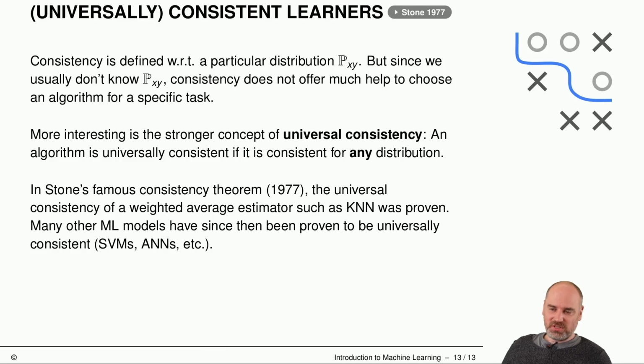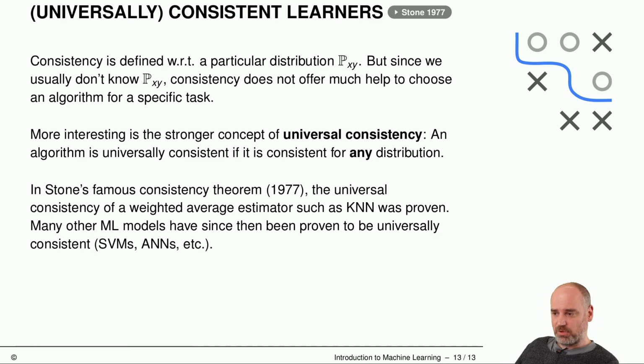Therefore, there's this stronger, more general concept of universal consistency. We're going to call a learning algorithm universally consistent if it's consistent for any distribution. And obviously that's a way stronger concept. Fortunately, there are quite a lot of learning algorithms that have this property. There's a very famous consistency theorem by Stone, again a very famous statistician, where he showed this for a certain class of weighted average estimators. This is pretty much k-nearest neighbors. And he showed universal consistency for this class of learning algorithms.